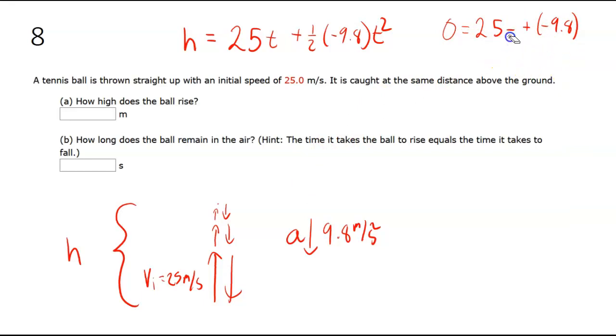Oh, my mistake. 0 is equal to 25 plus negative 9.8 t. Now I can solve for the time up like we did before. What was that? It was vi over a. Well, that's what we're going to end up with, negative 25 over negative 9.8. And that would be 2.55 seconds.